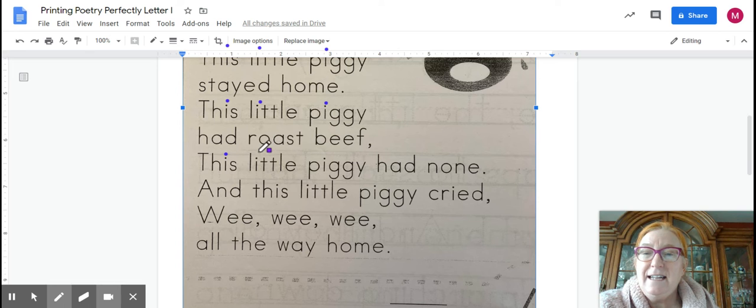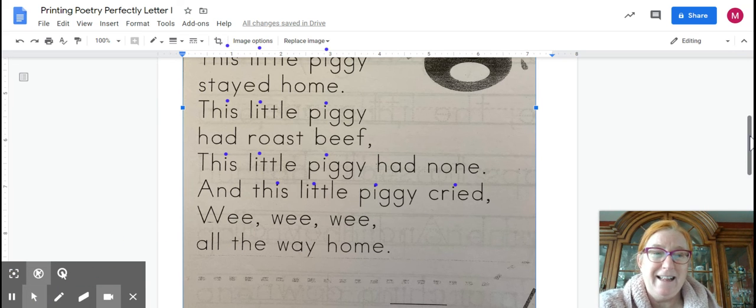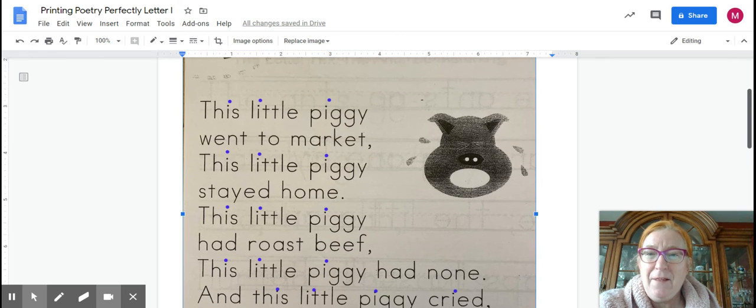This little piggy had none. And this little piggy cried. Oh, don't forget there's an I there. Wee, wee, wee, all the way home. So that's silly. Okay, so let's count up all the I's now.